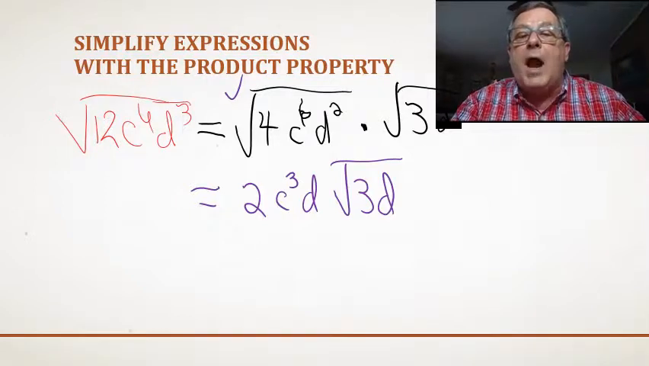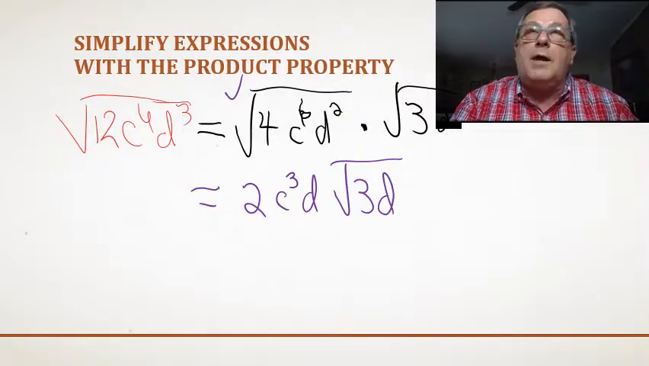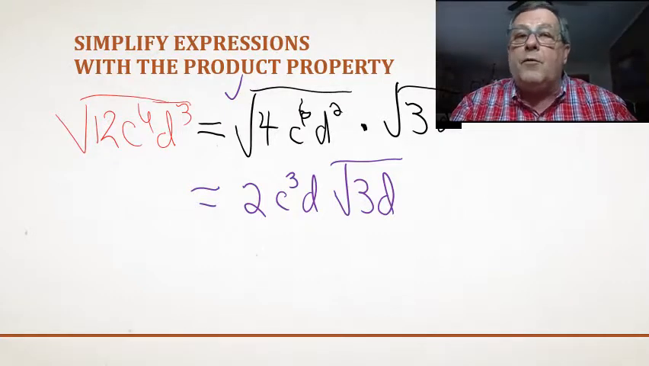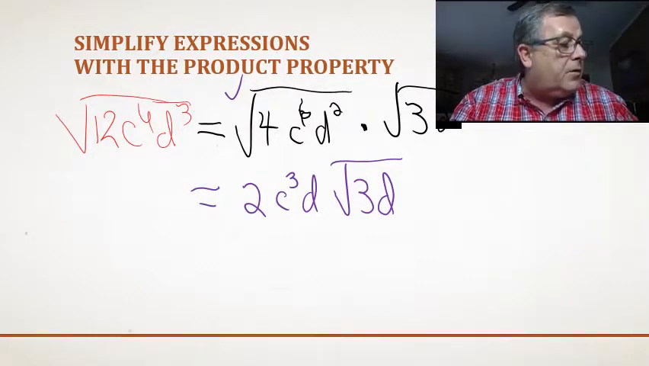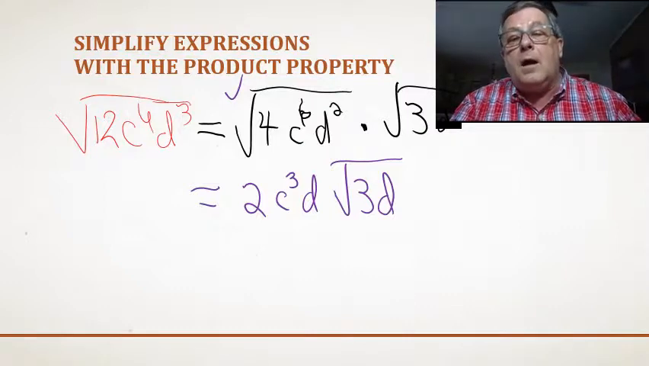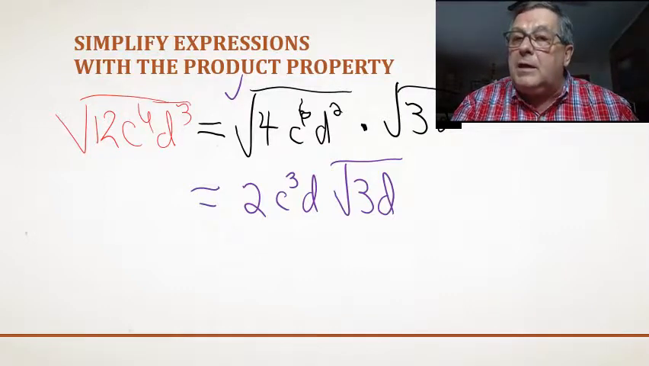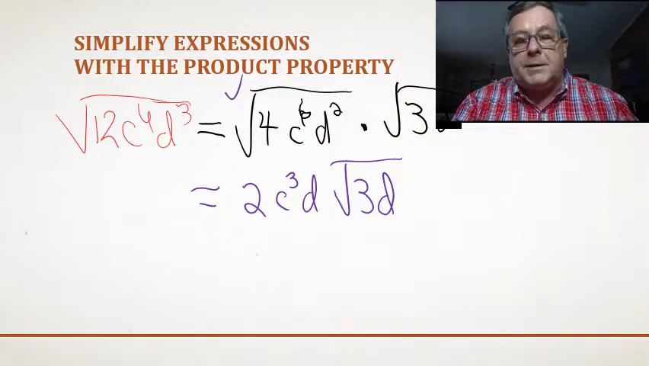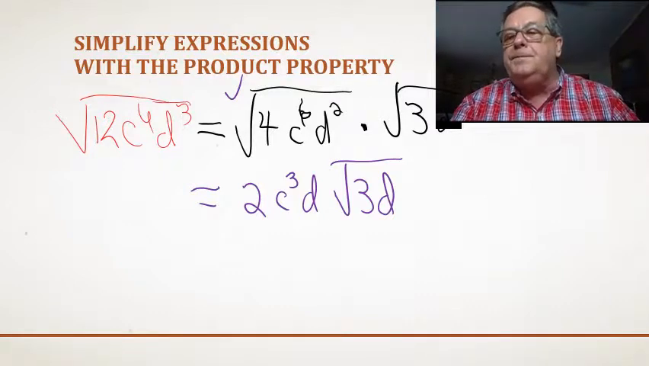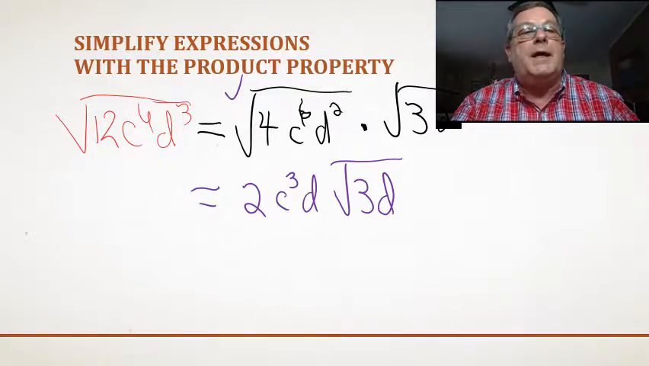This is going to take some practice. You got to know your times tables. You're looking to try to pull out perfect squares, maybe even perfect cubes. I think on the next slide we're going to be looking at that. So you got to be thinking. It really helps to know your multiplication tables. So let's move on ahead.